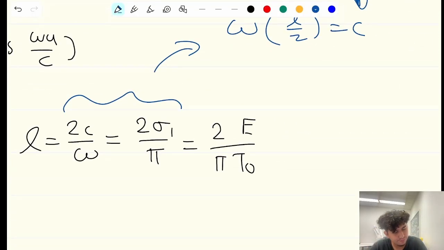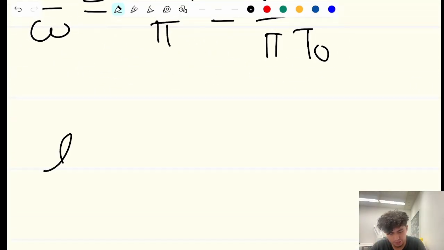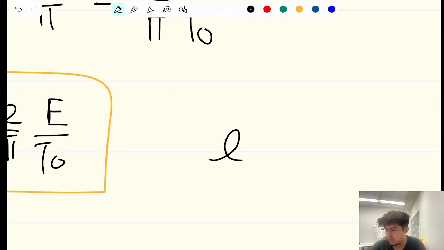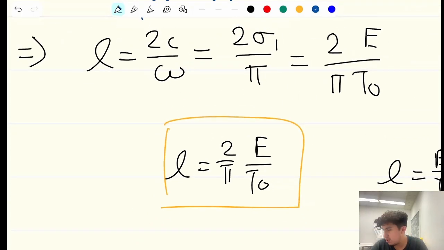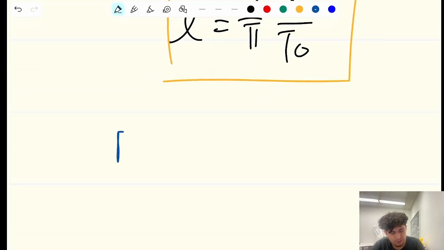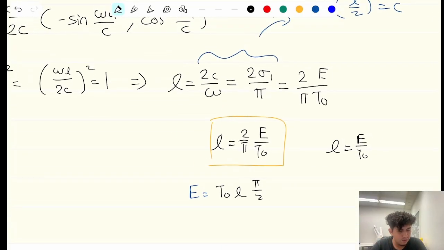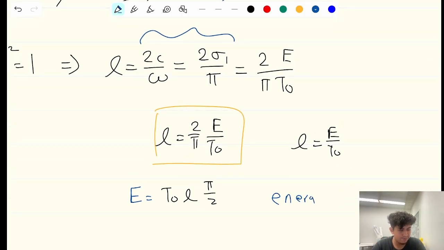Cool. We confirm that. And okay, now we know here that the length is smaller than for a static string. For a static string, we had that the length was just E over T naught, like for our first example of string theory. For a rotating string, the length is smaller. And if you want to calculate the energy, it is just going to be T naught L pi over 2.